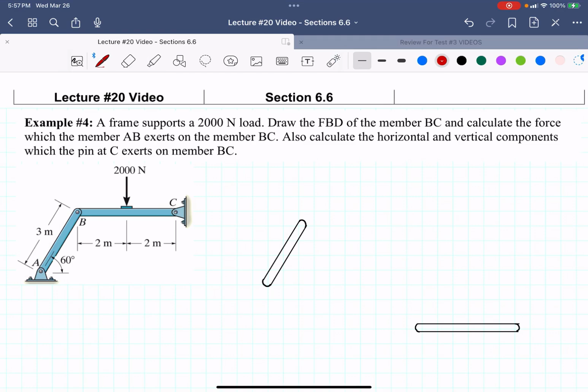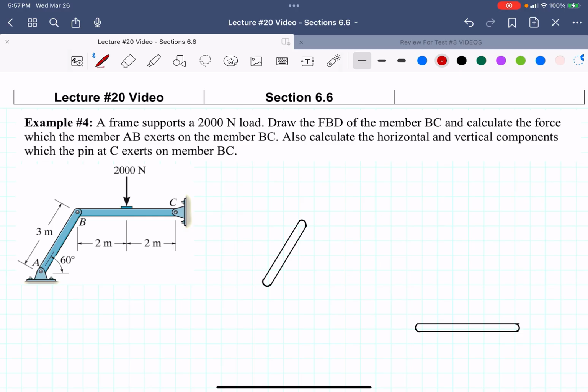Hello, this is example number 4 for lecture video number 20 on section 6.6, frames and machines. We've got an example of a frame here that is supporting a 2,000 Newton load. So it wants us to draw the free body diagram of member BC and calculate the force which member AB exerts on member BC and the horizontal and vertical components at C.